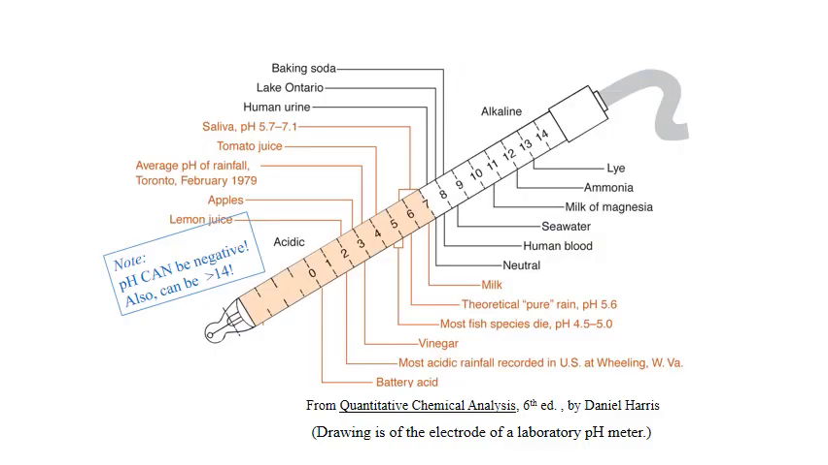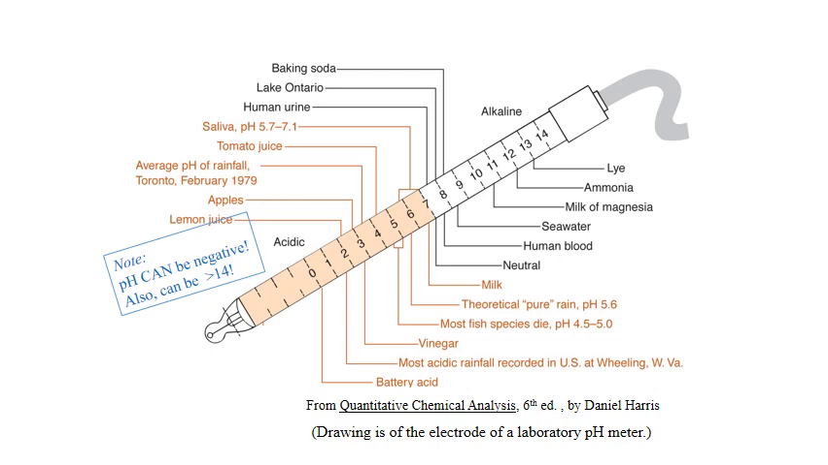Now this next slide is just a figure that I took from a great book by Daniel Harris, Quantitative Chemical Analysis. It depicts a pH electrode. If you're working in the lab, you actually measure pH with an electronic device, a pH electrode, so that's what's depicted here. But more interesting is some of the notations on here. For instance, you notice human blood there between 7 and 8. It's a little bit basic, human blood.